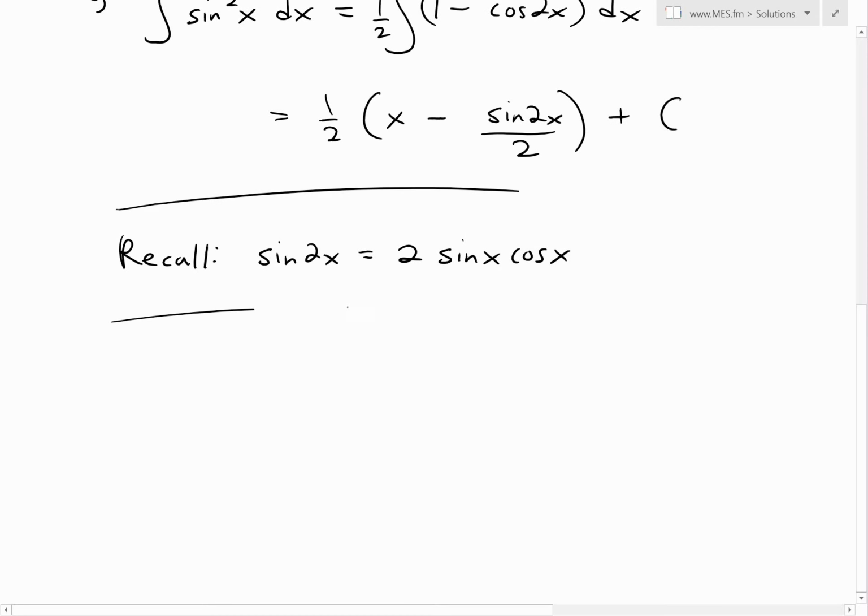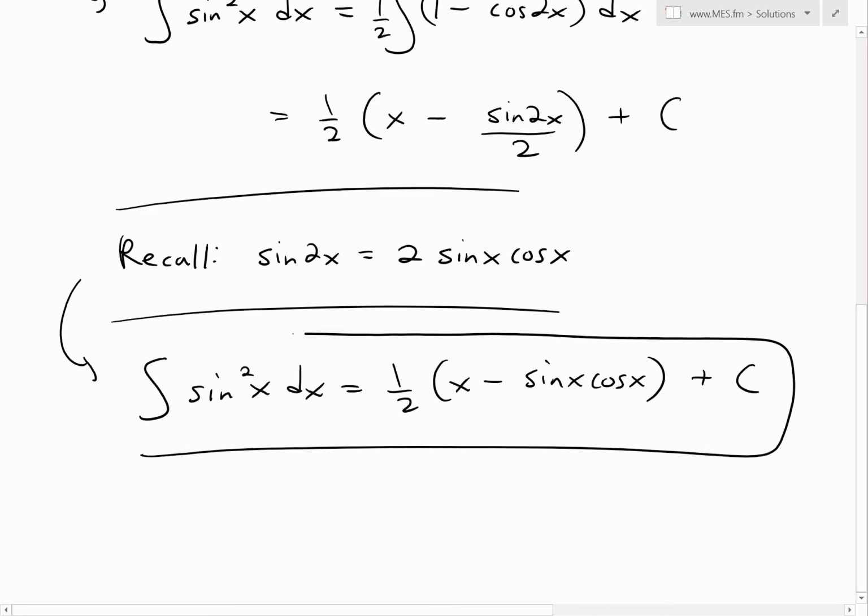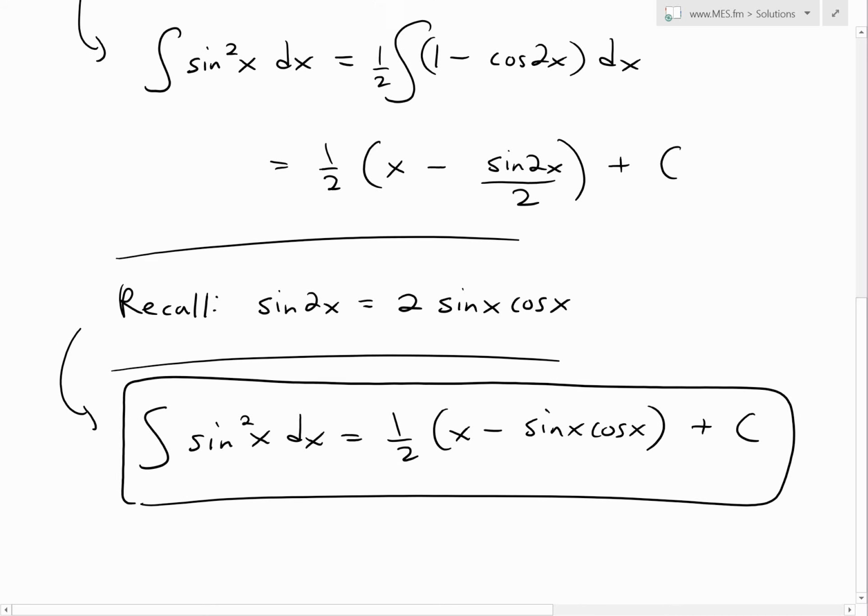If we recall that and use that, we finally have the integral of sine squared of x dx is equal to 1/2 x minus, and then the sine 2x becomes 2 sine x cos x, and the 2's cancel, and we're just left with sine x cos x, and then plus a constant c, and there's basically our answer. So this was just pretty much a quick proof video, and that's just straightforward like that.